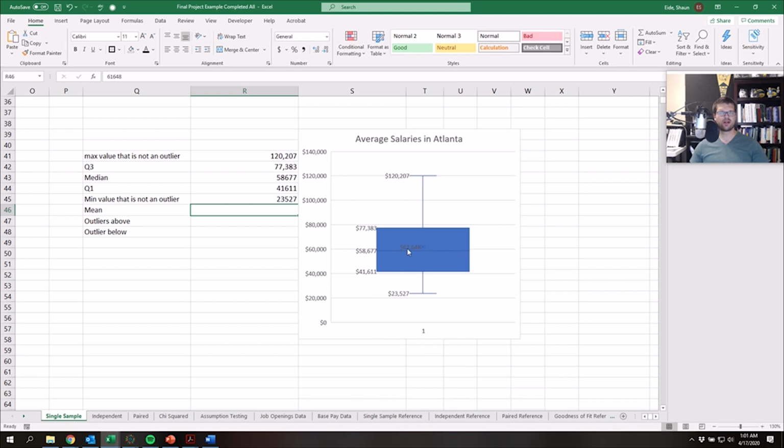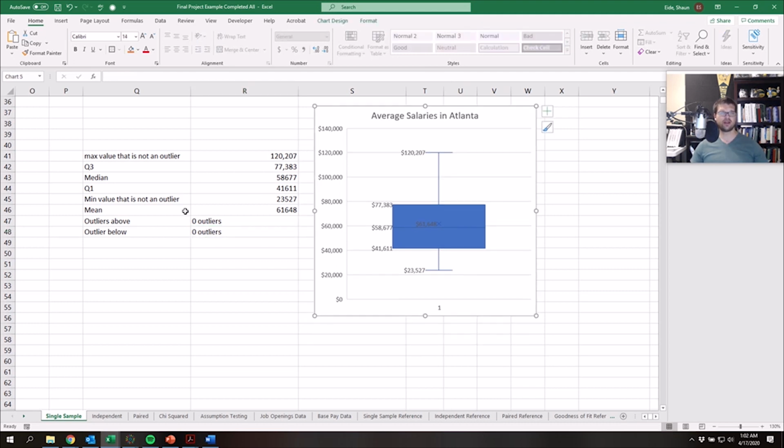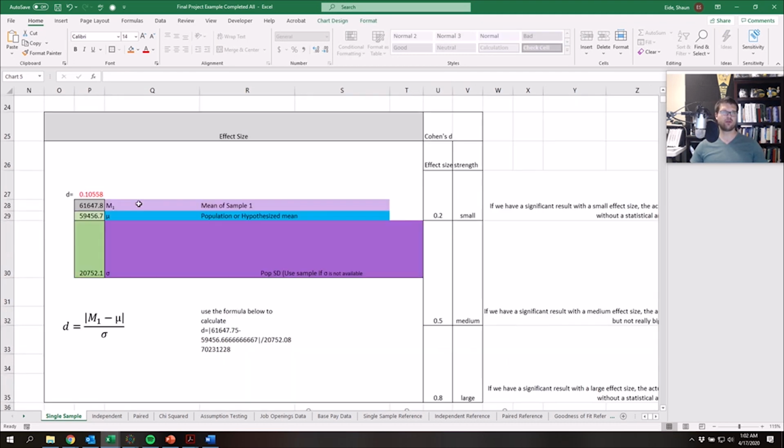It's going to be that X right there, which is 61,648. And then are there any outliers above? If there's outliers above, there would be asterisks all up here, but there are no outliers above. And then also, are there any outliers below? And the answer is no. So go ahead and fill that in right there, and that'll be really great to have that information.